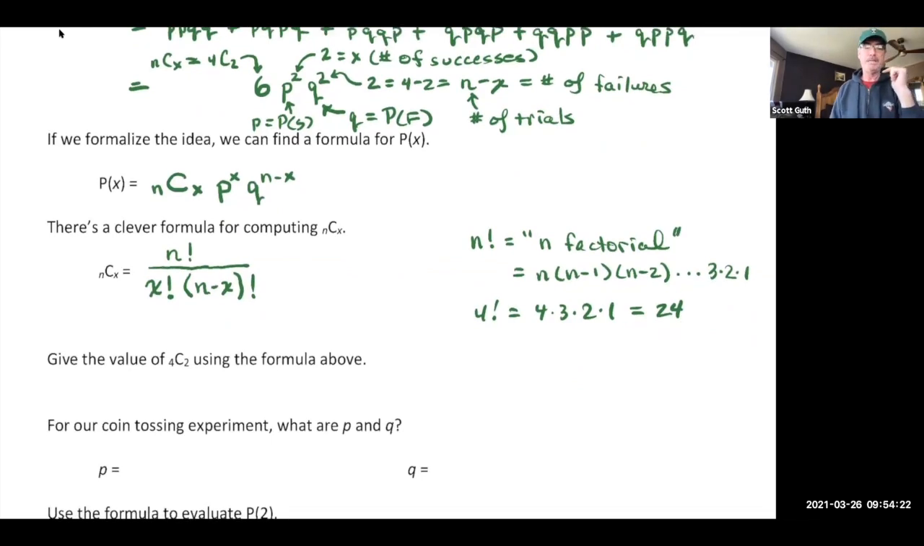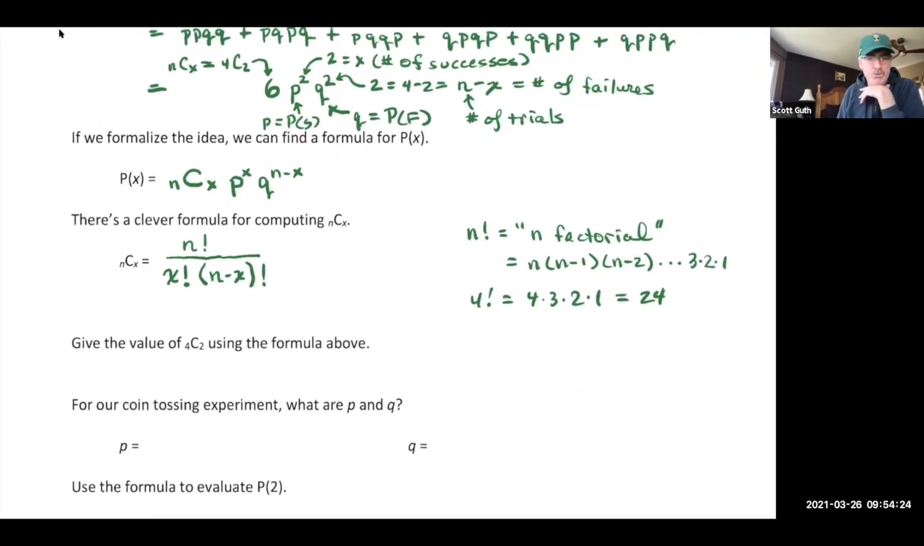Now, when they ask us to do 4 choose 2 using the formula above, let's see what we come up with. 4 choose 2. Okay, in the numerator, you do the number of trials, factorial. That's 4 trials. Down below, you do the number of successes. There were 2 successes. And then also the number of failures. 4 minus 2 is the number of failures. So that's 2 factorial.